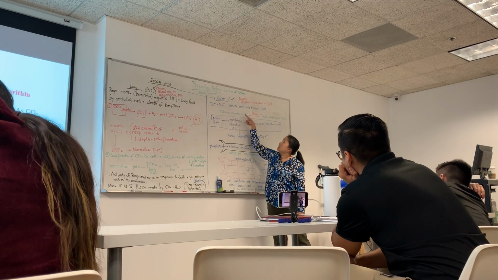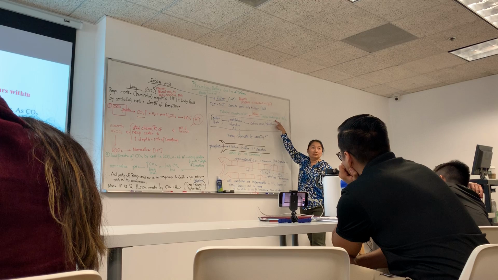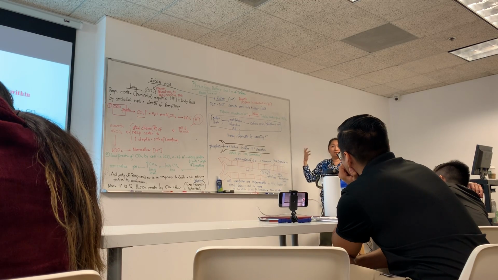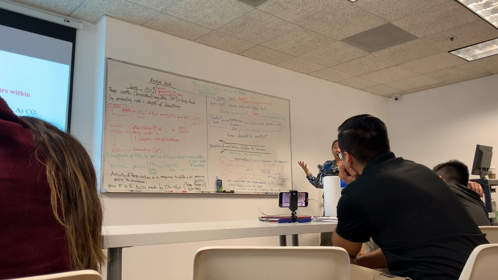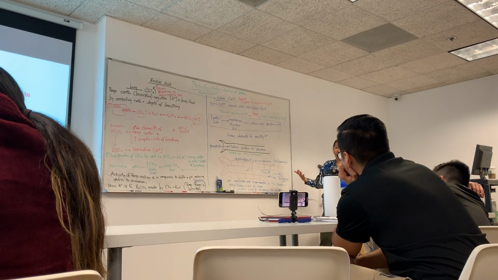We secrete hydrogen ions and we reabsorb bicarb. So again, remember, most metabolic processes yield more acids than bases. So you have too much acid, you're trying to get rid of acid.